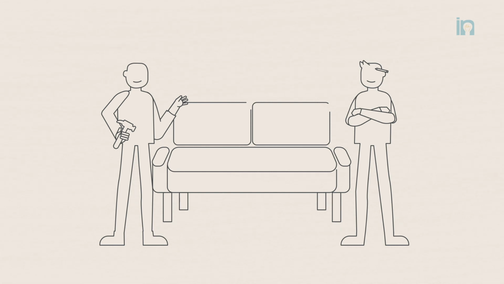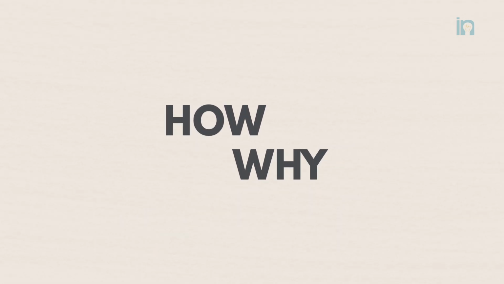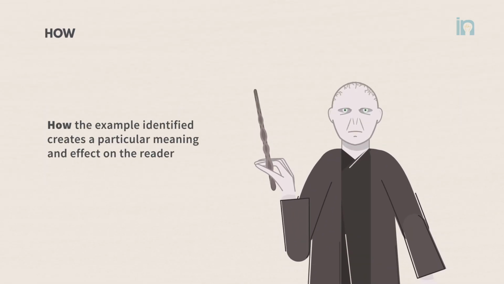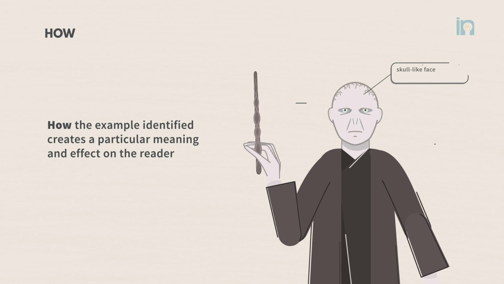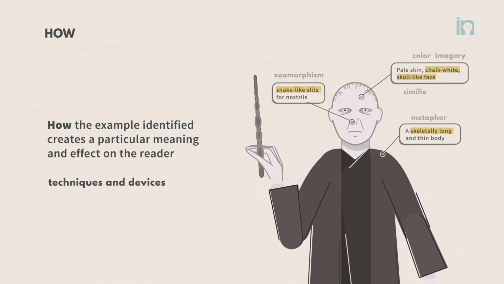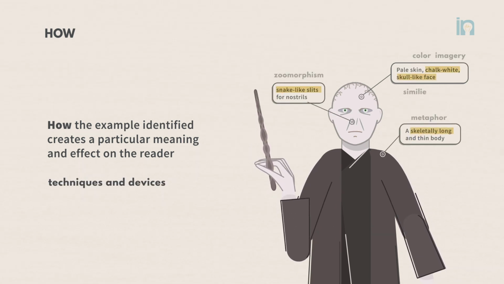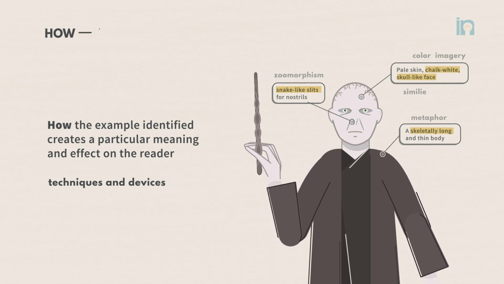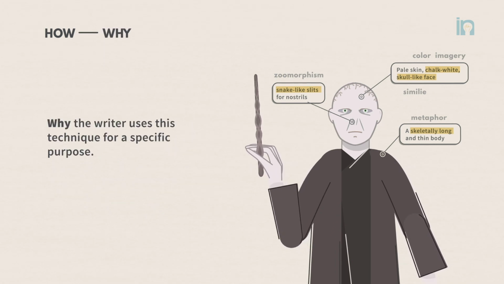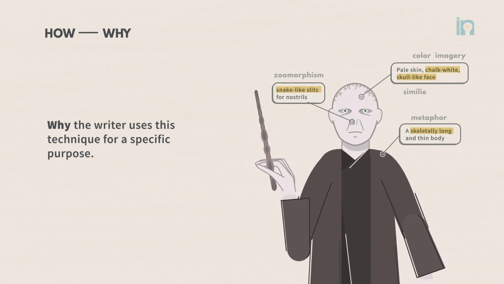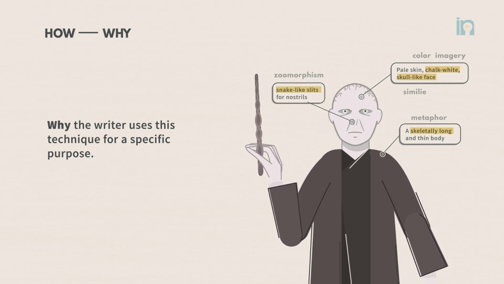To make this easier, we break this down to the how and the why of the writing. To start off, the how relates to technique. More specifically, how the example identified creates a particular meaning and effect on the reader. This includes identifying the techniques and devices used in these examples. Then, this how of meaning and effect on the reader is extended to the why of a specific technique. Think about why the writer uses this technique for a specific purpose.